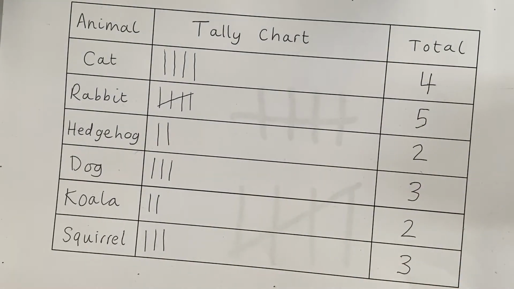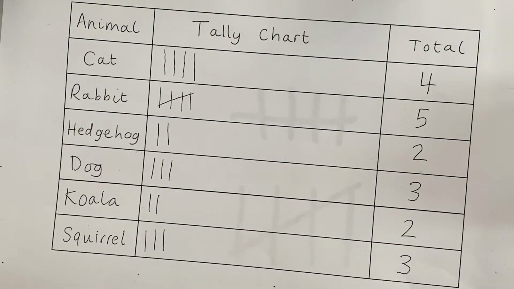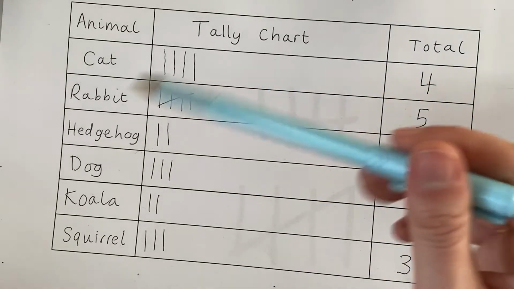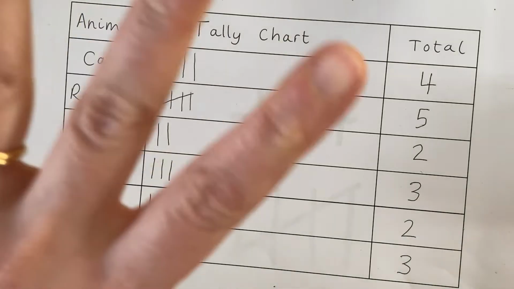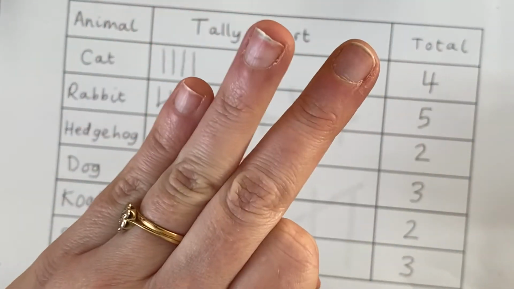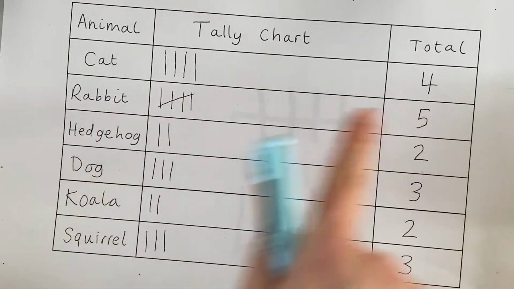Now, because you are maths superstars, you can use this information to answer some questions. So you may want to pause the video after I have asked your question, and then you can come up with the answer. Which animal was the most popular? So that means which one was there most of? Which one was most popular? 5, 4, 3, 2, 1. That was the rabbit. There were 5.